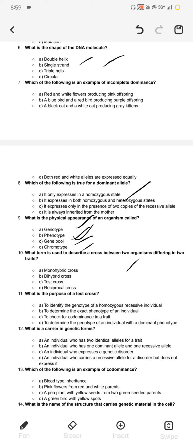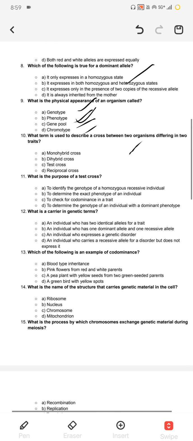Answer is dihybrid cross. Next question is, what is the purpose of doing test cross? Your options are to identify the genotype of homozygous recessive individual, to determine the exact phenotype of an individual, to check the codominance of a trait, to determine the genotype of an individual with a dominant phenotype.